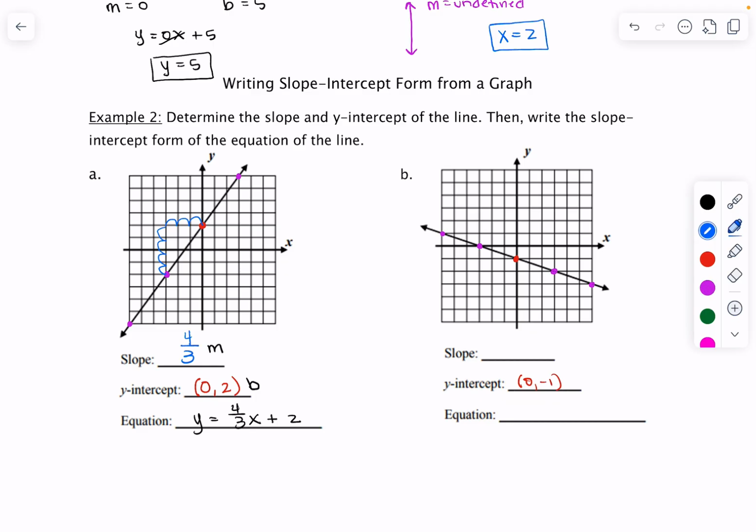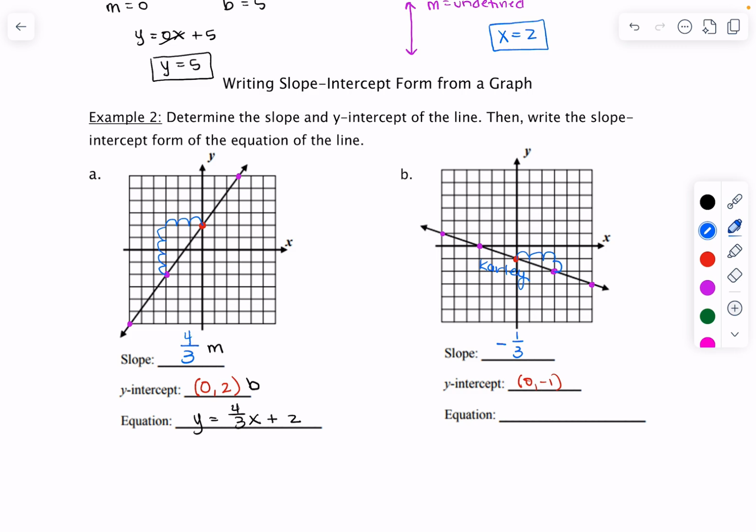So I'm going to start at this point here and go up 1. Then it goes over 1, 2, 3. So my slope is 1/3, but this is a decreasing line, right? If I put my name on it, my name is going down. So I need to put a negative in front of that slope.